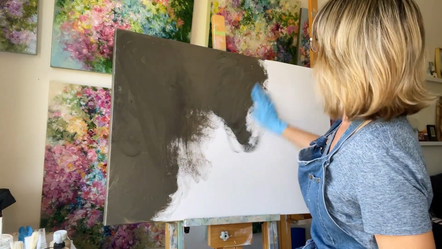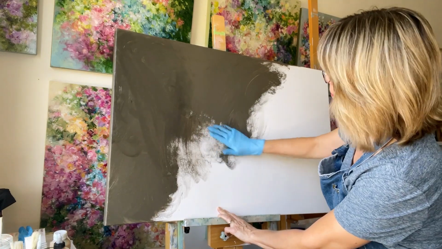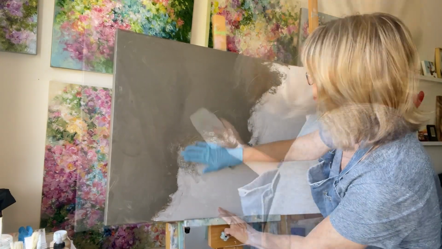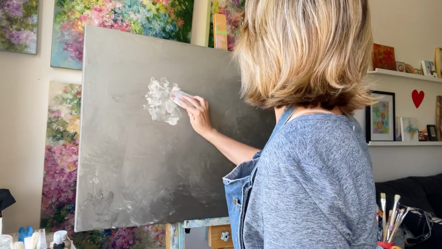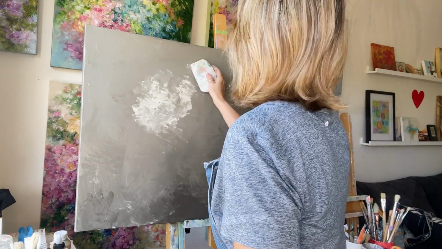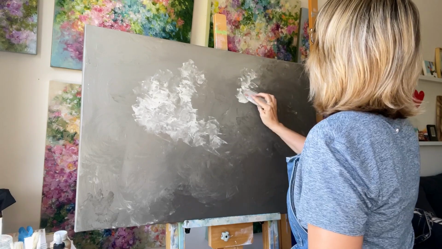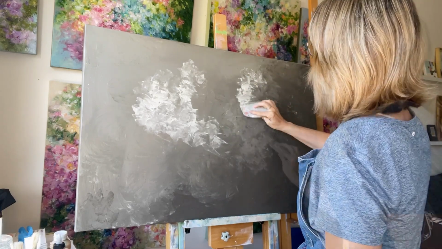I start by coating my canvas with this deep brown color. Starting with a value this dark ensures that there's going to be a lot of beautiful drama in my painting. So next I'm using my Catalyst silicone wedge and I'm mapping out the placement of my blossoms on my canvas.